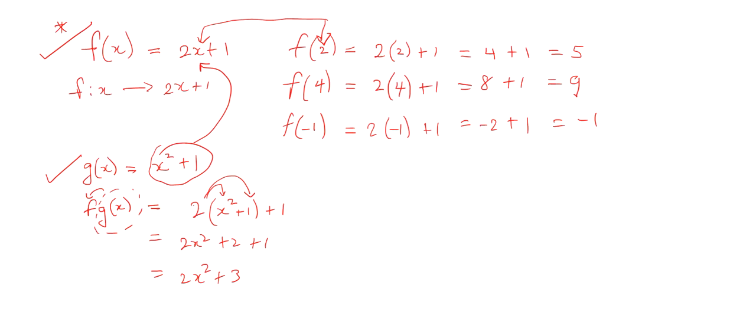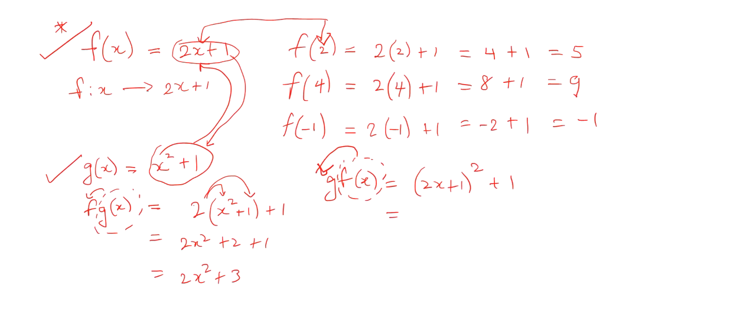Now they can also ask us to find gf of x. How do we do that? Again, we're looking at our right hand side. It's important how you read this. We're going to take f of x and substitute it into g. So this is f of x here, and I'm going to put it into this equation here, so it'll be 2x plus 1 squared plus 1.